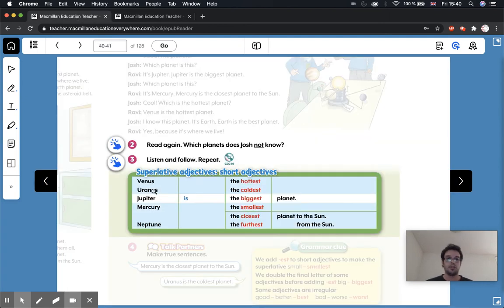Yeah, superlatives. The hottest, the coldest, the biggest, the smallest, the closest, the furthest. Okay? Now, we will practice more in the next classes. Practicamos más en los próximos clases. Okay? So, if you have everything, we can finish. Si tienes todo hecho, podemos acabar.